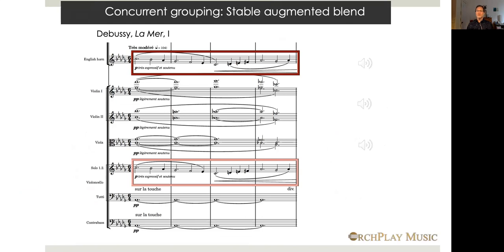Here's an example of a stable augmented blend, stable in the sense of constant instrumentation. The English horn timbre is enriched by two solo celli in this example from Debussy's La Mer. So there's the English horn alone, now augmented with the two solo celli. Listen to how that particular timbre of the fusion of those two is affected by being put back into the full context.